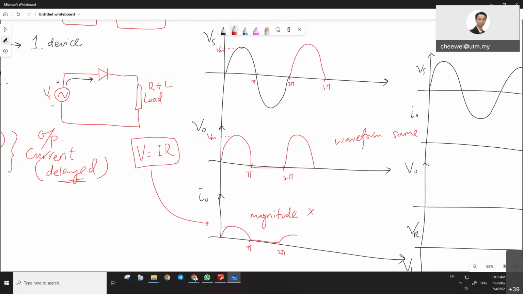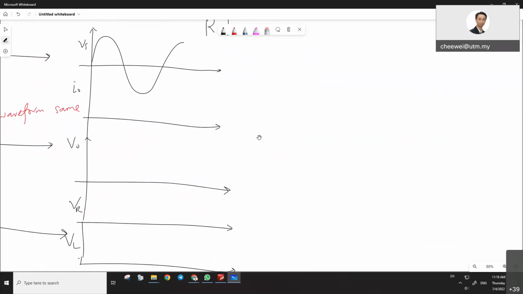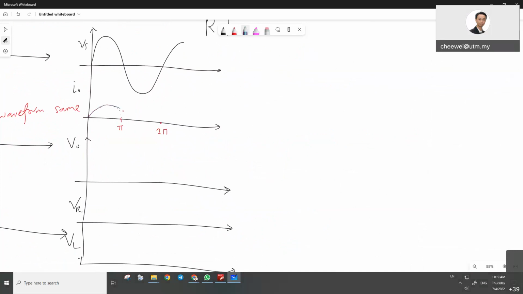So you expect that this pi, instead of stopping at the pi, the inductor is still releasing the current, right? Releasing the charges. So the flow of charges is actually current. So you expect that the current is actually delayed a little bit. So with the inductor coming in, the I out is not stopping at pi, but it will go a little bit further. Let's say that we start from 0, then instead of falling at pi, it will be released until further, right?